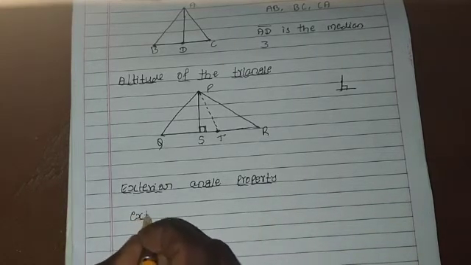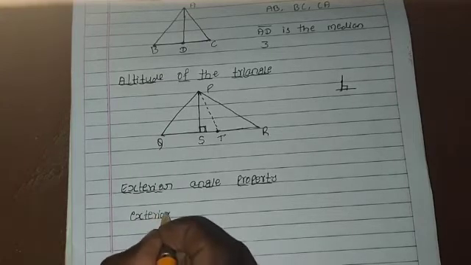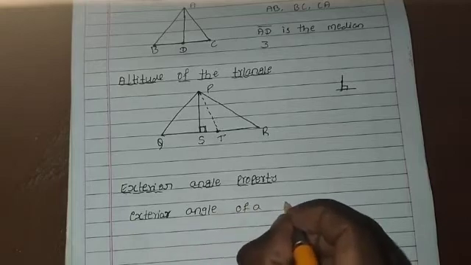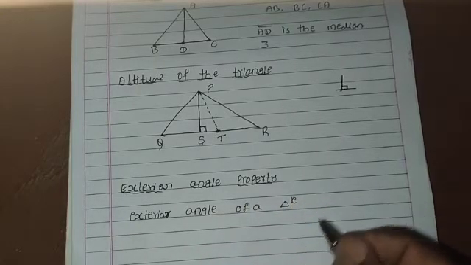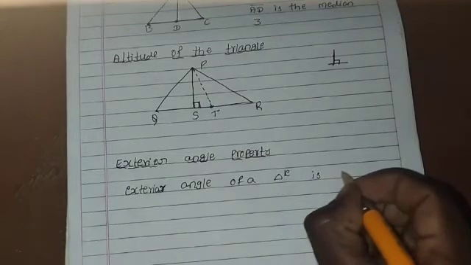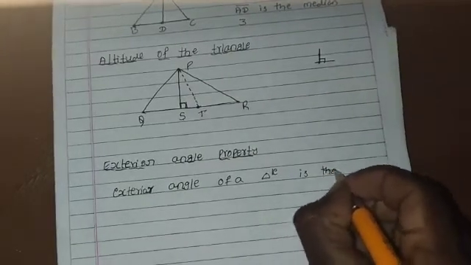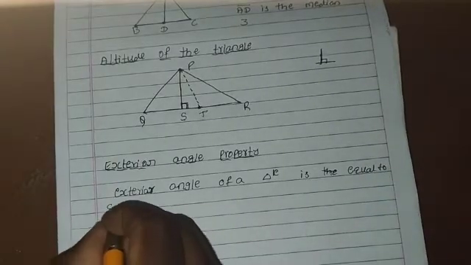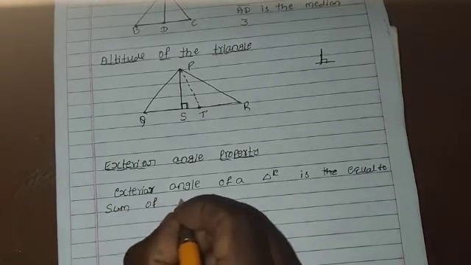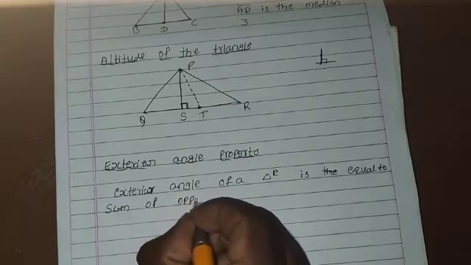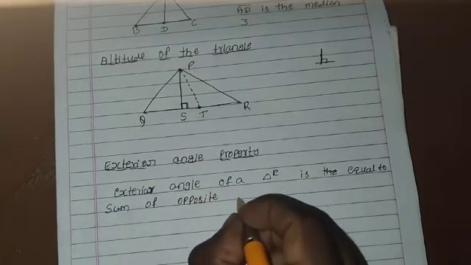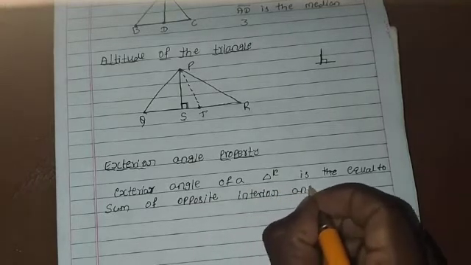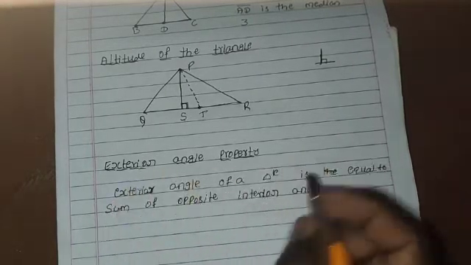Okay, what is the statement? The exterior angle of a triangle, this symbol is triangle, is equal to the sum of the opposite interior angles. Okay, this is the statement of the exterior angle property.